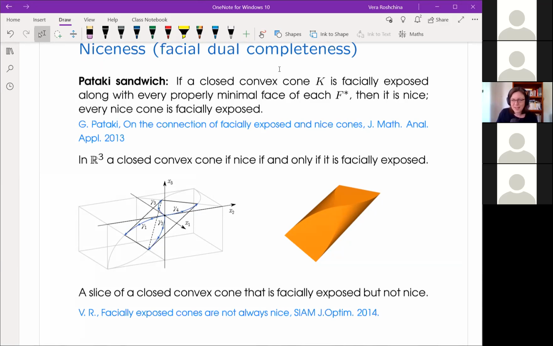He has shown that if a cone is nice, then it must be facially exposed. And he also found a condition that you need to add to facial exposedness to show that the cone is nice. And he conjectured that the 2 properties, facial exposedness, so remember when you can slice off every face with a hyperplane, and niceness are equivalent. So in fact, that is not true.